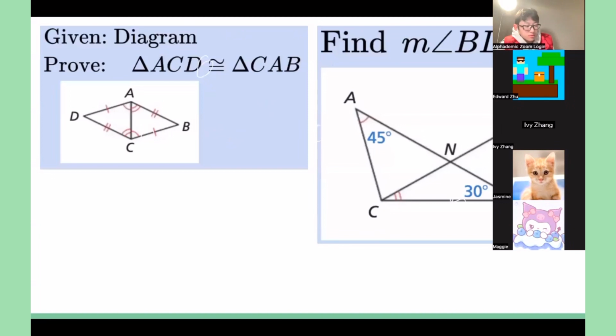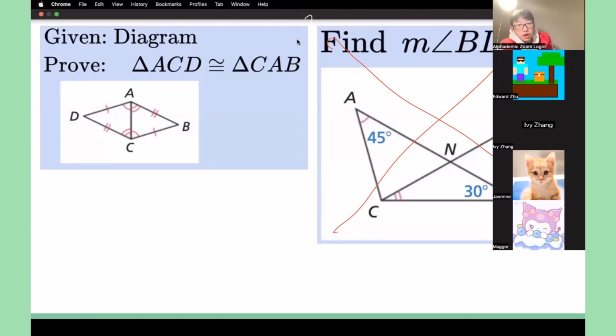All right, now let's just take another 10 minutes to work through this proof. So we are given the diagram. We're just doing this one. Ignore the other one on this side. Just focus on the one on the left. So we are given what's in the diagram, and we have to prove that triangle ACD is congruent to triangle CAB.